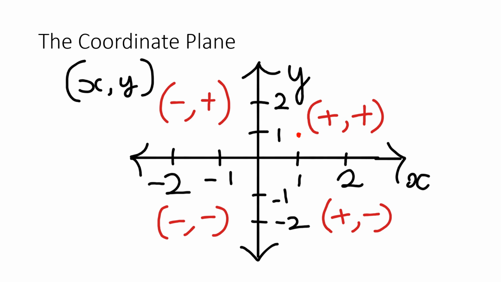And over here you can see a red dot. It can be represented in the form x comma y. The x value is 1 and the y value is also 1 in this case. And both the values are positive. But the values can also be different. It can be plus, comma, minus, can be minus, comma, minus, can be minus, comma, plus as well.